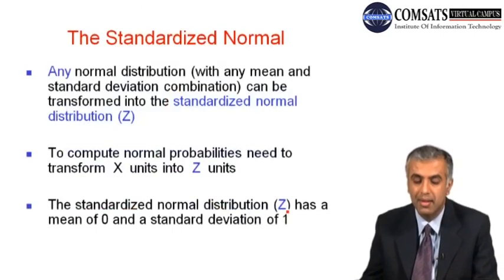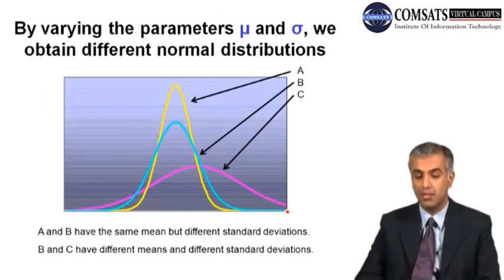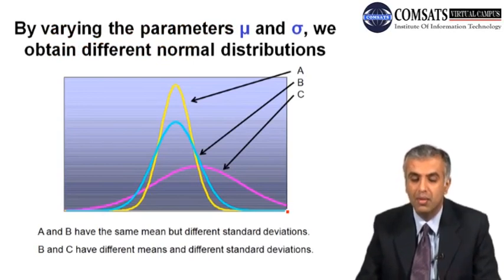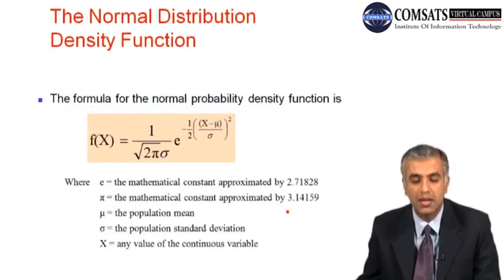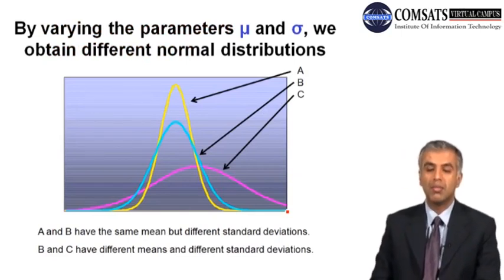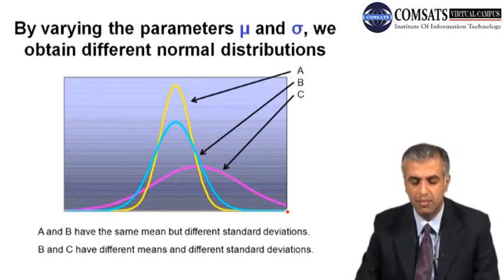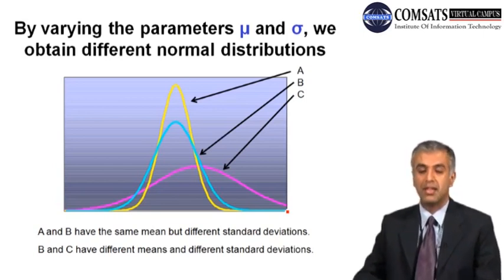Let's have a look at the various parameters which we have obtained from different normal distributions. This normal distribution density function is only important to calculate the density of the curve. However, the more important thing here is that we obtain different normal distributions, which we have discussed before. Here A and B both have the same mean but different standard deviations, and B and C have different means and different standard deviations.